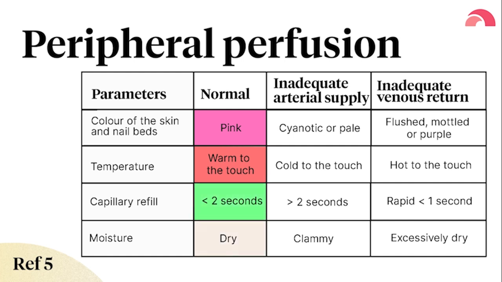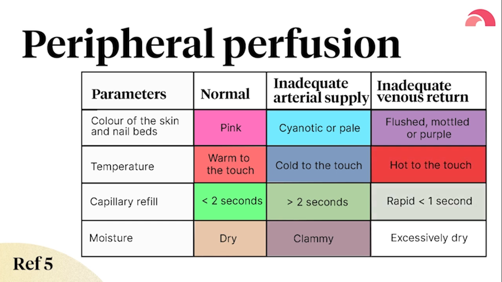When there is inadequate arterial supply, the color will be cyanotic or pale, the temperature will be cold to the touch, capillary refill will take longer than 2 seconds, and the skin will be clammy. Inadequate venous return will have a flushed, mottled or purple skin color. The temperature will be hot to the touch. Capillary refill will be rapid, usually less than 1 second, and the skin will feel excessively dry.